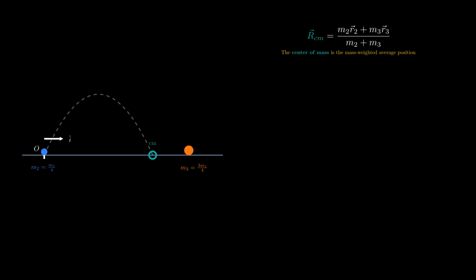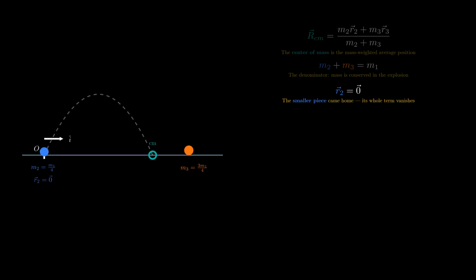Now evaluate every piece of that at the landing instant. The denominator is just m sub 1, since mass is conserved in the explosion. The smaller piece has come home to the origin, so r vector sub 2 is the 0 vector, which means the entire first term in the numerator vanishes. That single cancellation is why this route is so short.